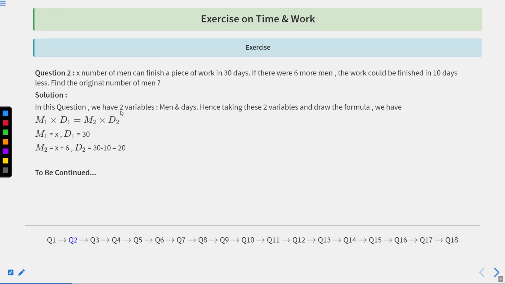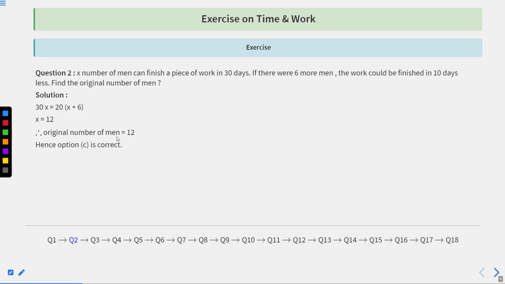In this question, we have two variables, men and days. Hence, taking these two variables, the formula is m1 d1 equal to m2 d2. So m1 equal to x, d1 equal to 30, and m2 equal to x plus 6, d2 equal to 30 minus 10, that is 20. Substituting in the formula, we get 30x equal to 20 times x plus 6, that is x equal to 12. Therefore, the original number of men is equal to 12. So the correct option here is option C.